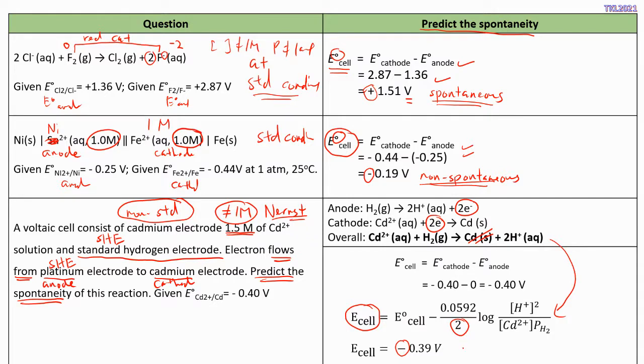Okay, so if it's negative, you can see here, even when you calculate the standard cell potential, the answer is negative. But you cannot say from here that it is non-spontaneous. Not yet. You must look at E cell because it is non-standard condition. Okay, so the final answer is non-spontaneous. Okay, so that's all for this part.